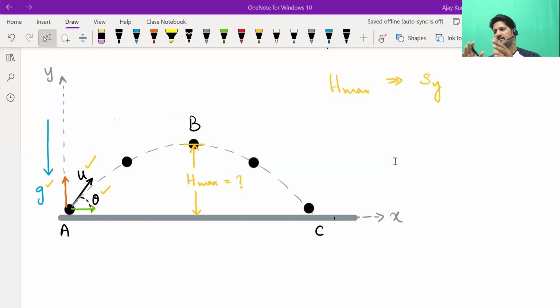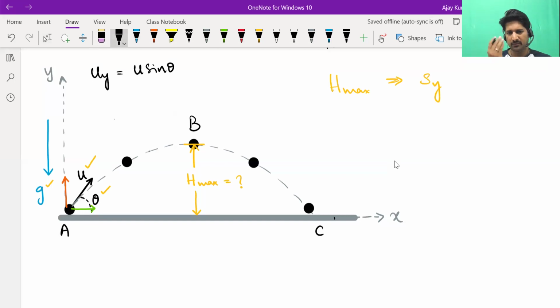Generally, how an object moves is dictated by its velocity and acceleration vectors: how much velocity it has, how much acceleration it has. So displacement in the y direction depends on velocity in the y direction and acceleration in the y direction, both of which are known to us. We know that initial velocity in the y direction was u sine theta. You can keep it as uy itself if you want. And acceleration in the y direction is minus g.